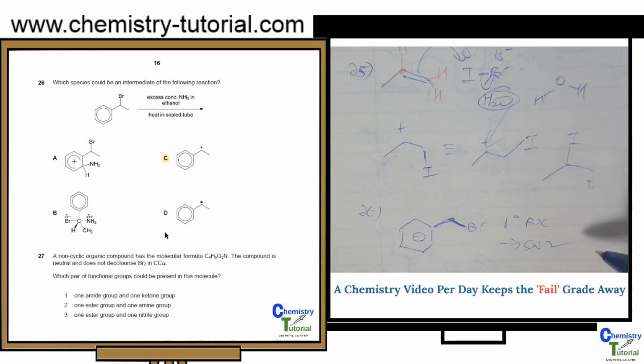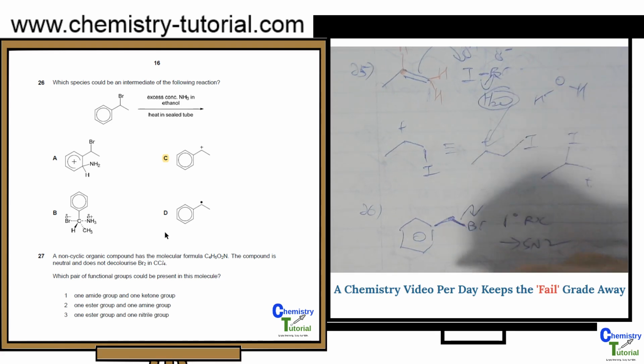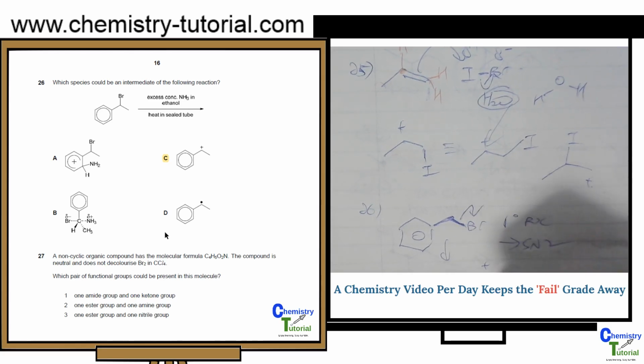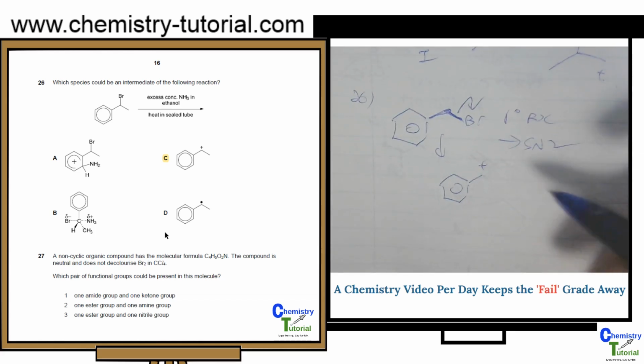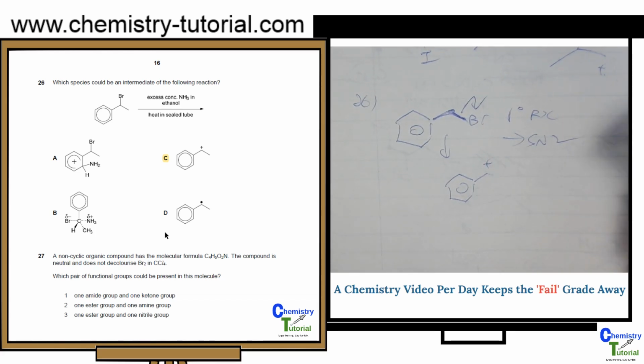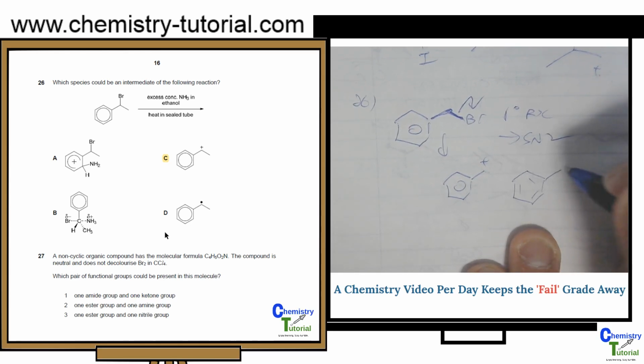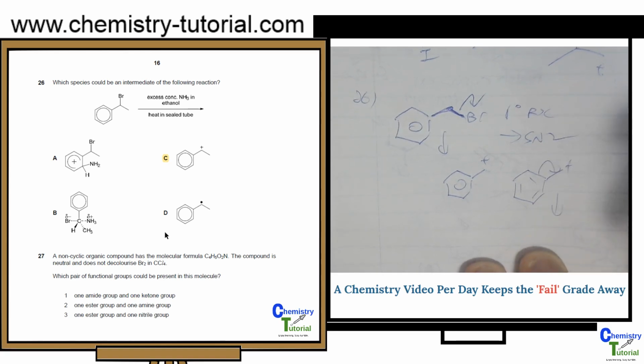Now, however, I want to let you know that this actually follows SN1 mechanism. Why is that the case? Because it can actually form a very stable carbocation. Because your positive charge, let me just draw the Kekulé structure, can get delocalized around the entire ring.